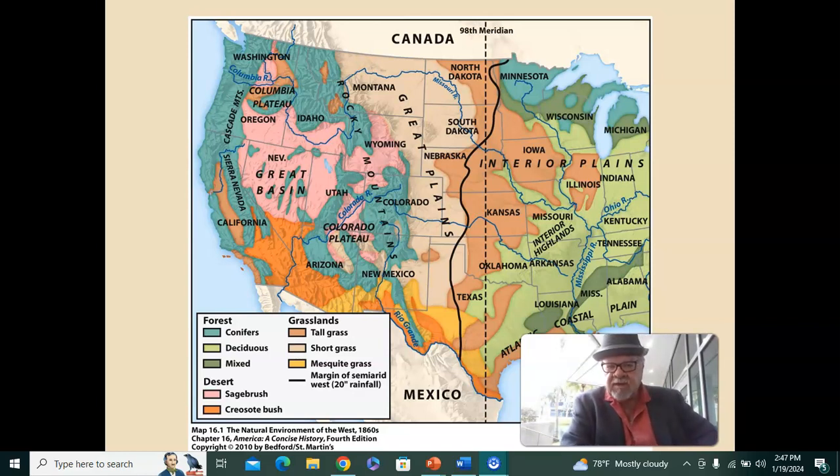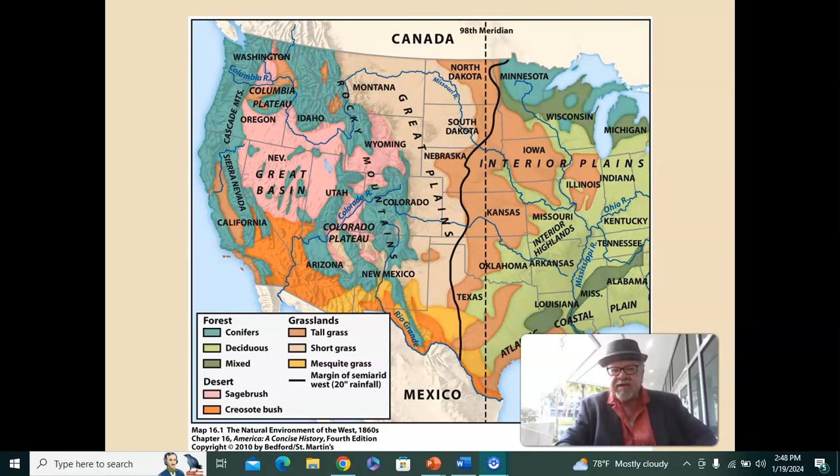This is a picture of the ecology, basically the flora or fauna. Is it fauna or flora? I'm not sure which. So you see in the green on the west and the east coast that you have deciduous trees. That's typical northeastern forests. The dark green is mixed deciduous and conifers. Conifers are pine trees. As you move westward into the pinkish area, you have creosote brush and tall grass.